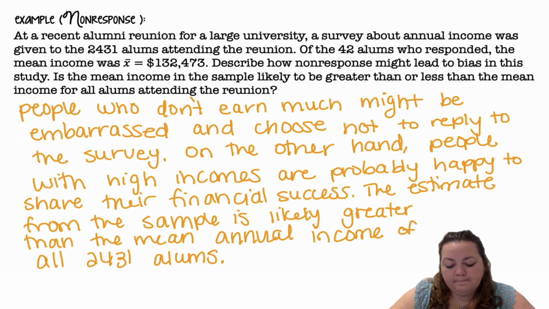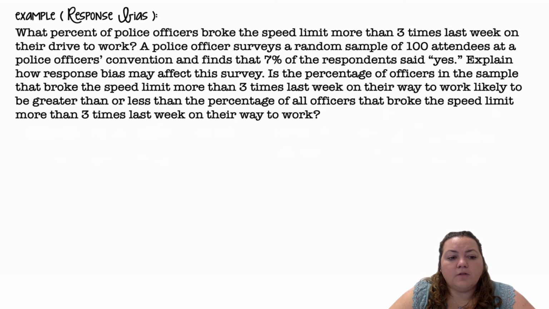All right. And an example of response bias. What percent of police officers broke the speed limit more than 3 times last week on their drive to work? A police officer surveyed a random sample of 100 attendees at a police officers convention and finds that 7% of the respondents said yes. Explain how response bias may affect this survey.